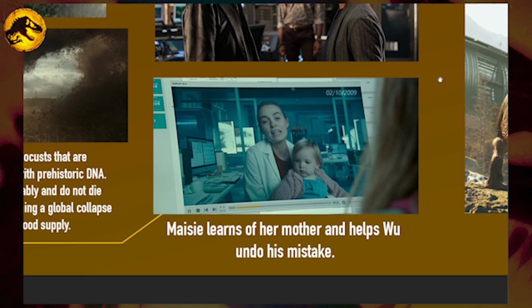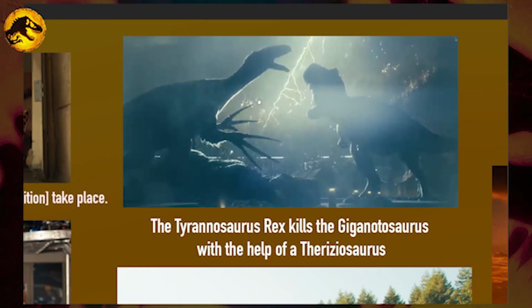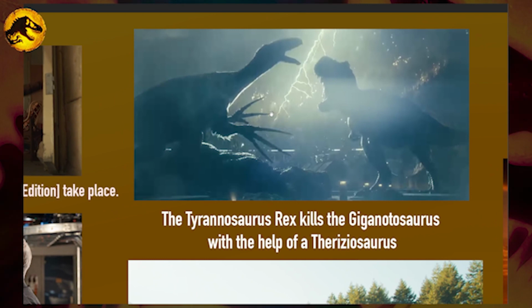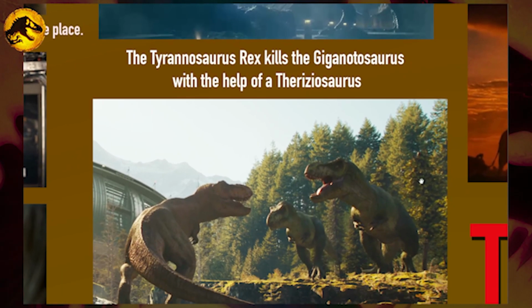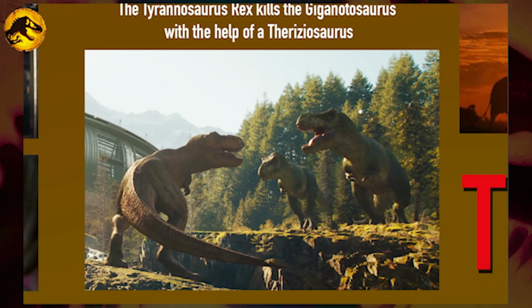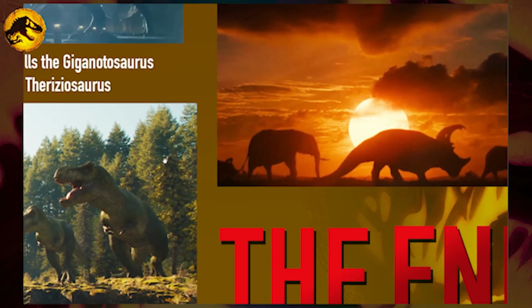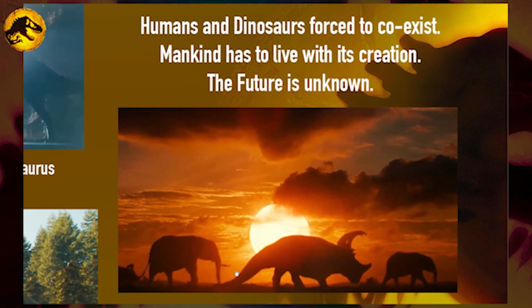And then, so the T-Rex, I'm not going to scroll right back to the beginning, but the T-Rex that was killed by a Giganotosaurus way in the past kills a Giganotosaurus in 2022 with the help of a Therizinosaurus, the epic final battle of Jurassic World Dominion. And we see the T-Rex meet up with some other Tyrannosaurs here. More on this later. And then the ending of the story, basically, humans and dinosaurs are forced to coexist.